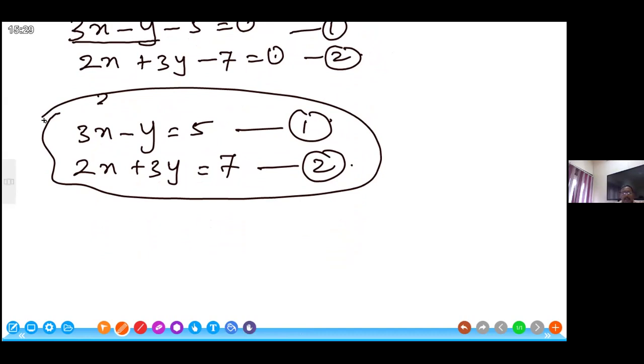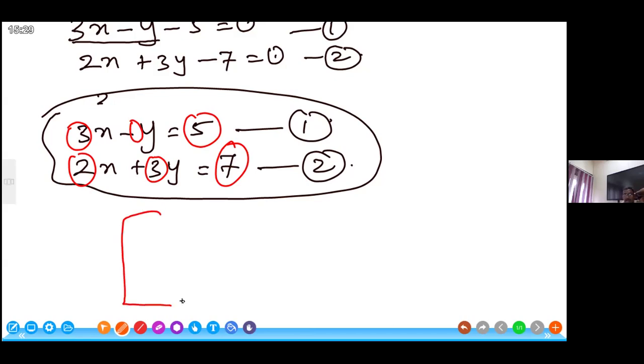We can form the matrices using this equation. Look at the coefficient values. They are the ones going to make the matrices. So the general matrix, we could write it as: what is the coefficient of x? That is 3. Take the first equation. What is the coefficient of y, which is -1?